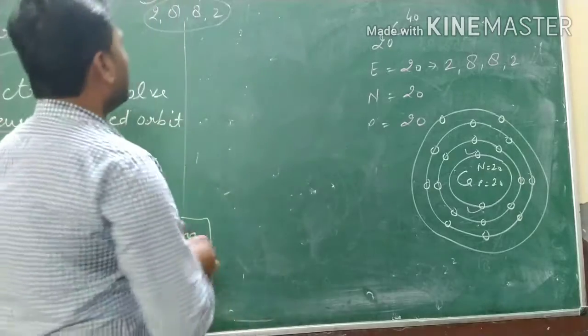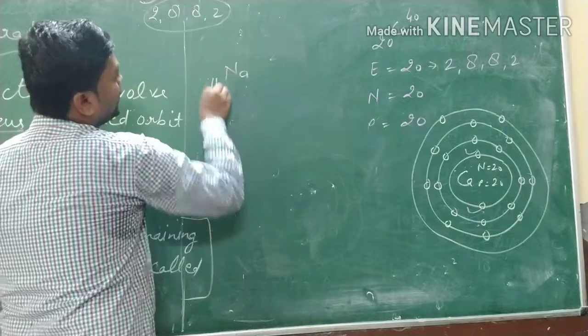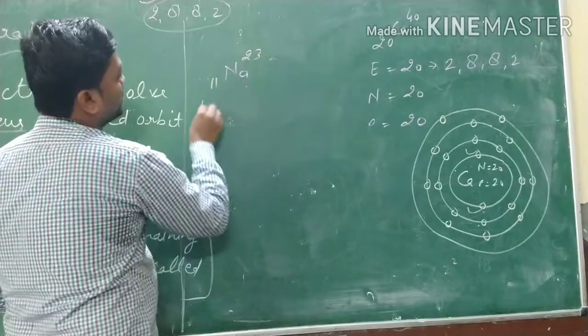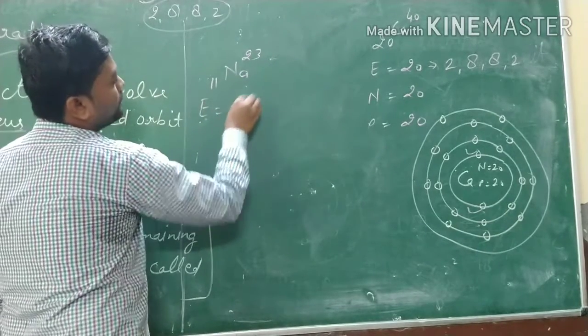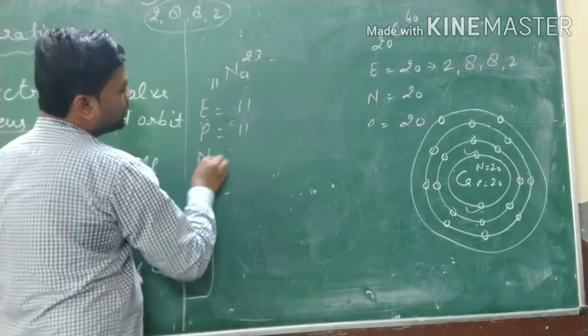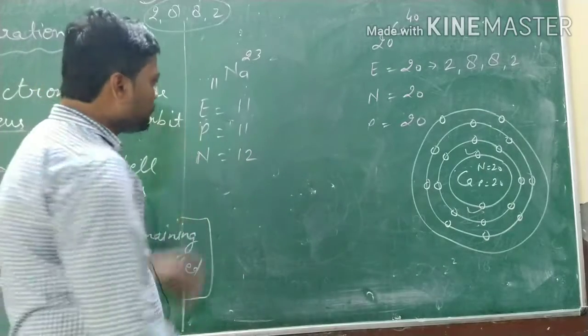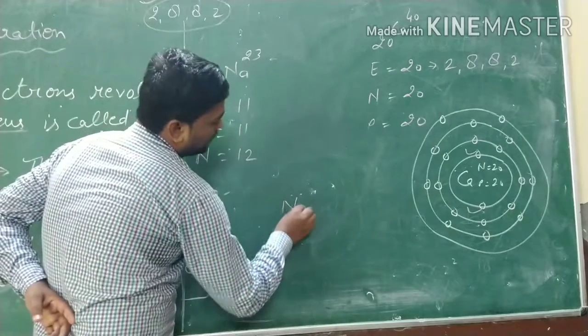Let's see, I'm just taking sodium. In sodium, atomic number 11 and atomic mass 23. So the number of electrons will be 11, protons will also be 11, and neutrons will be 23 minus 11, 12. Clear? How will we draw?